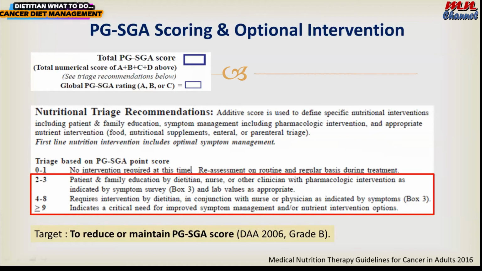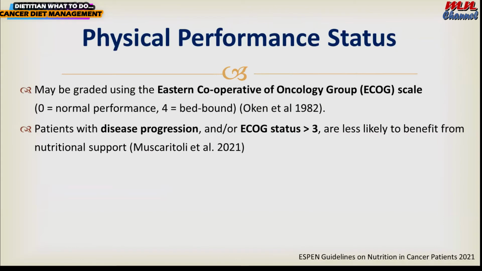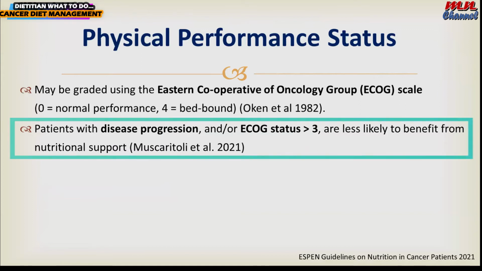And let's say if a patient scores more than 4, the patient requires intervention by a dietitian. Okay, physical performance status is also very important among cancer patients, to see the level of physical performance. If 4 is bed bound. So based on Muscaritoli, the latest study, if a patient with disease progression has ECOG status more than 3, the patient is likely to benefit from nutritional support because of the patient's condition. But this one is only for disease progression patients.